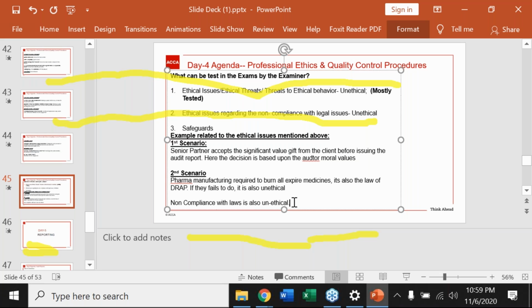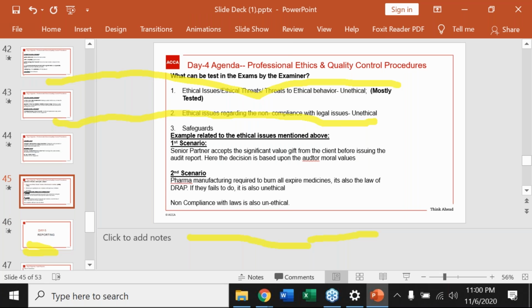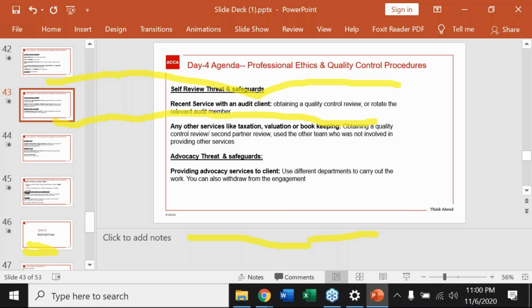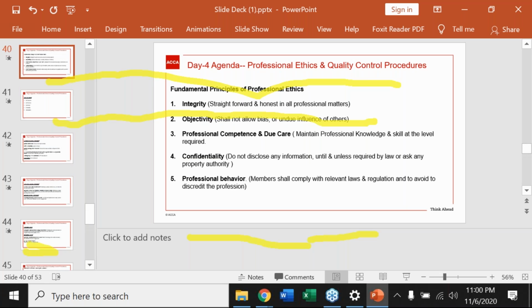Like if I have to submit tax returns every year and I do not submit them, it is non-compliance with laws, and it is also unethical. The person who does not comply with the laws is also acting unethically. So this is all about the threats, the safeguards and the fundamental principles of professional ethics.